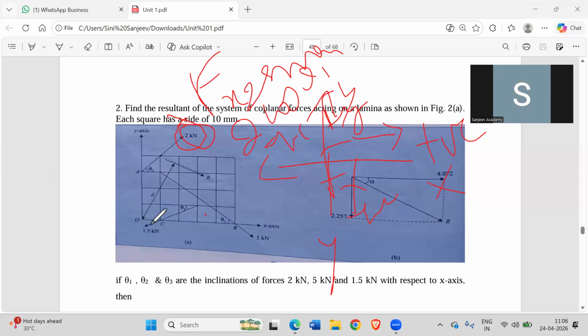Similarly, I do it for force 2: 5 cos theta 2 and 5 sin theta 2. Similarly for theta 3, if it is 1.5, then 1.5 cos theta 3 and 1.5 sin theta 3. Then I have to sum all the horizontal components and vertical components. Then the most important thing. Let me just clear everything. Listen carefully, it's very easy, not at all difficult.